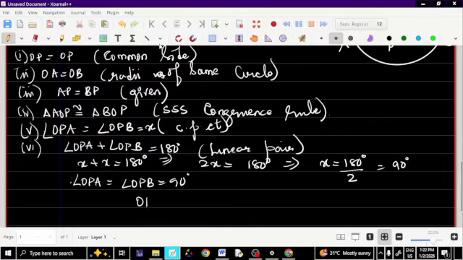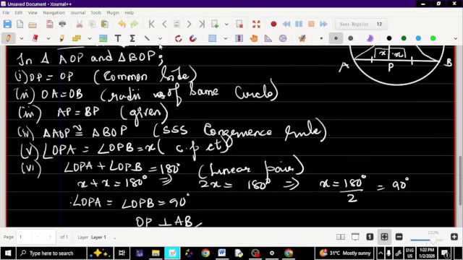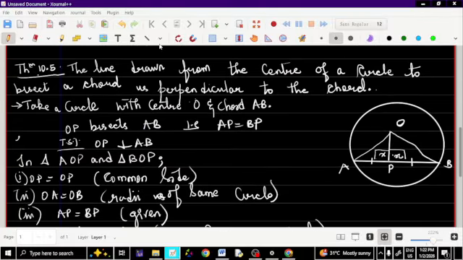That means OP is perpendicular to the chord. So if a line is bisecting the chord, then it has to be perpendicular to the chord and it will make a 90-degree angle with the chord.